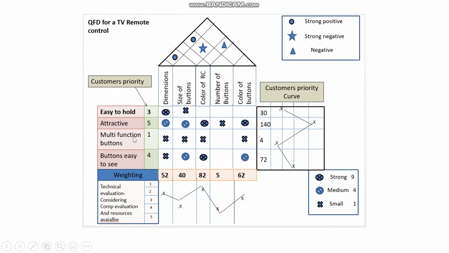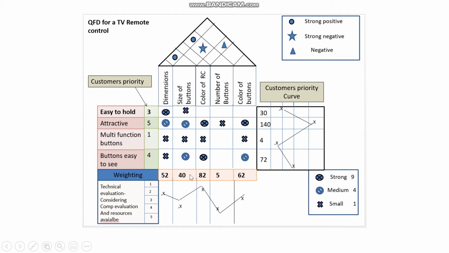Similar to that, for multi-function buttons, the relationship with the dimension, size of buttons, color of RC, and color of buttons we have already given as small, that means 1. So 1 multiplied by 1 plus 1 multiplied by 1 plus 1 multiplied by 1 plus 1 multiplied by 1, 1 plus 1 plus 1 plus 1, 4 is coming. So similar to that we have to do here also. So it's coming 30, 140 and 72.